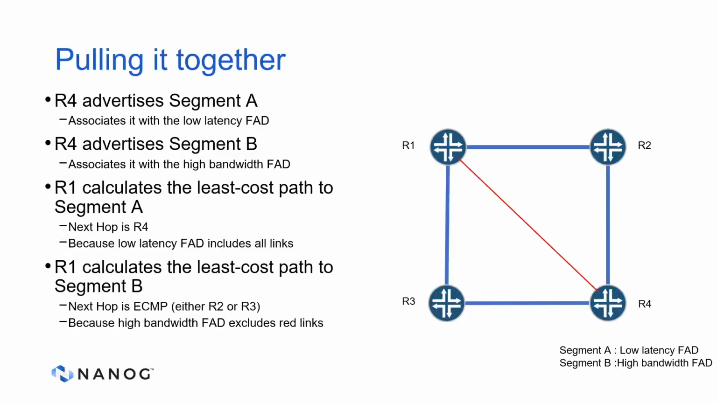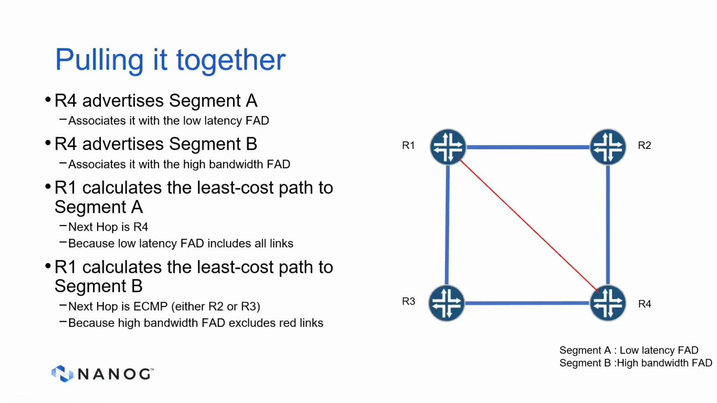R1, R2, R3, and R4. So let's take the case of R4. R4 will advertise two segments, A and B. One is low latency FAD and another is high bandwidth FAD. So segment A is associated with low latency FAD and segment B associated with high bandwidth FAD. Now the segments A and B will also get advertised in IGP and will be received by all the nodes in the IGP. So R1 would also receive it. And let's see now how R1 computes paths to these segments.